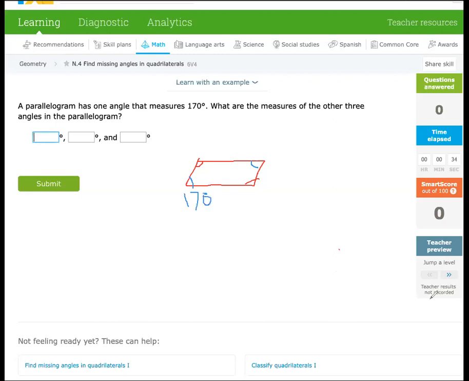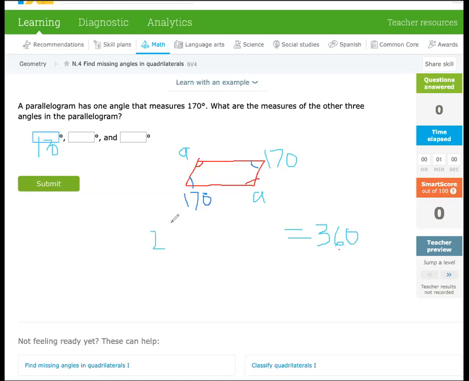So this one over here, I'll mark it in a different color. This is going to be 170 degrees as well. And then I need to find the two missing angles right there. So you've got A and A. Let's just use a variable, and we're going to use A for this sake. All these are going to be equal to 360. A parallelogram is always going to add up to 360.